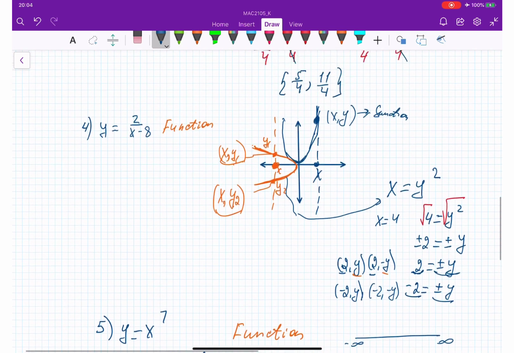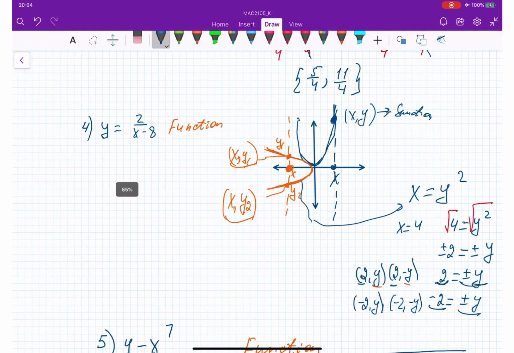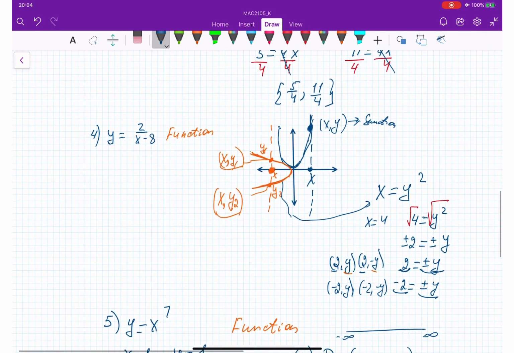Let me for a second go back and identify here domain also for this one. So in this case, y is equal to 2 over x minus 8. So is there any limitation on what x cannot be? Yes, x minus 8 cannot be equal to 0, right? So this is domain, which is value of x, cannot be equal to 0 because we cannot divide by 0.